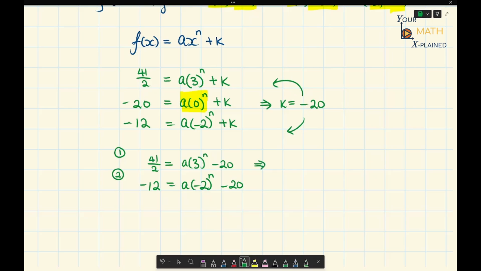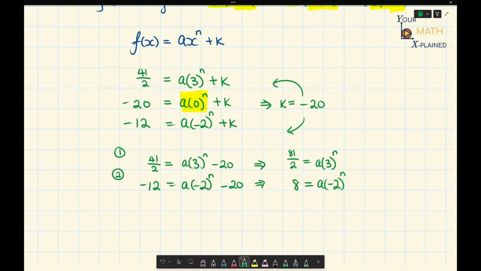So the first equation, if we add 20 to both sides, we're going to get 81/2 is equal to a times 3 to the power of n. And doing the same thing to the second equation is going to give us 8 is equal to a times -2 to the power of n. Okay, so now we're ready to divide the first equation by the second equation.